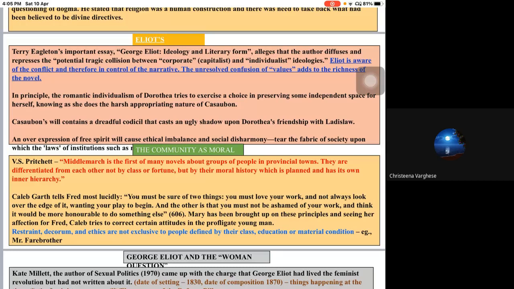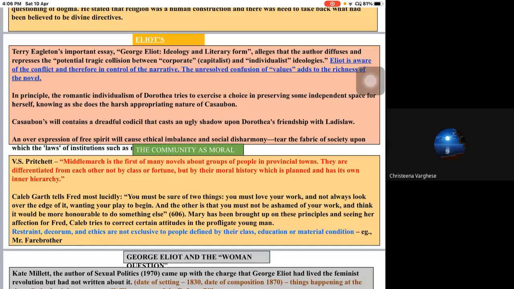So Mary has been brought up on these principles, and seeing her affection for Fred, Caleb, that is her father, tries to correct certain attitudes in the profligate young man. So Fred has a lot of growing up to do. Fred has been wasting money, living the life of a youngster given up to the pleasures of life. And it is only when he does not get the money that he was expecting from Featherstone that he realizes life must change now. And Mary is responsible for that.